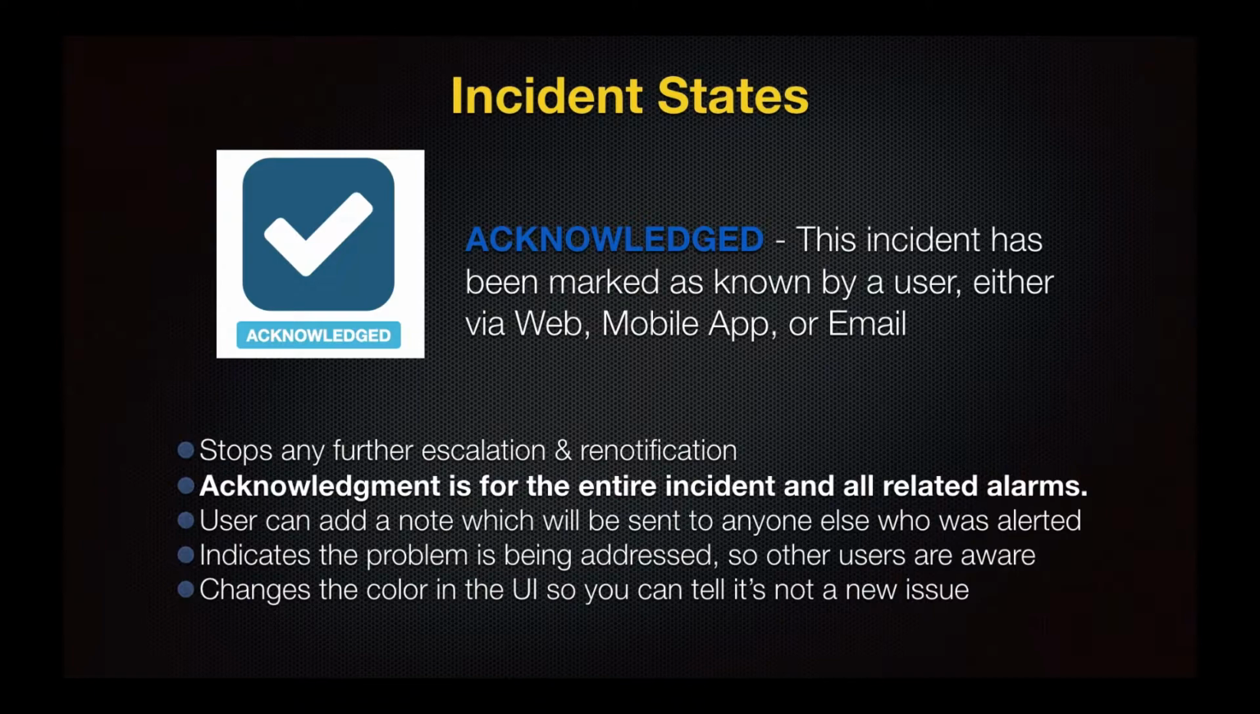So if you've opened a trouble ticket or an incident with the vendor, all that information can be encapsulated into that message. Once the issue is acknowledged, it'll change the color in the web interface. It'll turn blue so that everyone can tell that it's not a net new problem, and they can take action based on that.